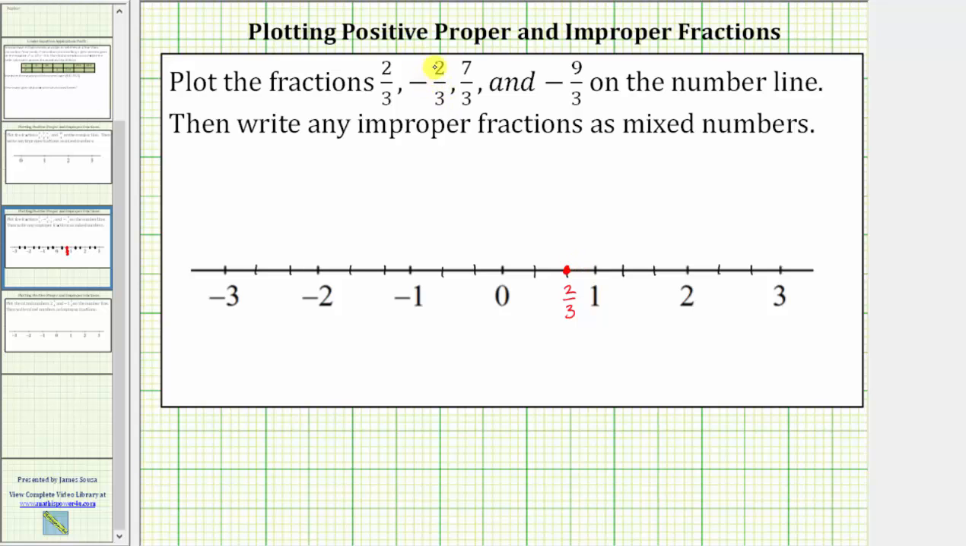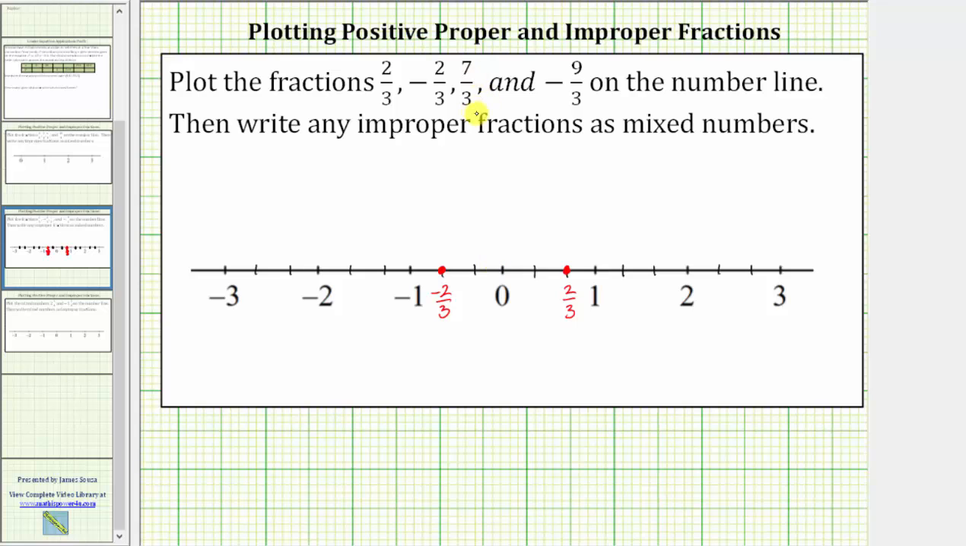Negative 2/3 is located 2/3 of a unit to the left of 0. Starting at 0 and moving left, we count by negative 1/3. We have 0, negative 1/3, negative 2/3. We can view negative 2/3 as 2 copies of negative 1/3. Notice how these two fractions are the same distance from 0, which is why they are called opposites.